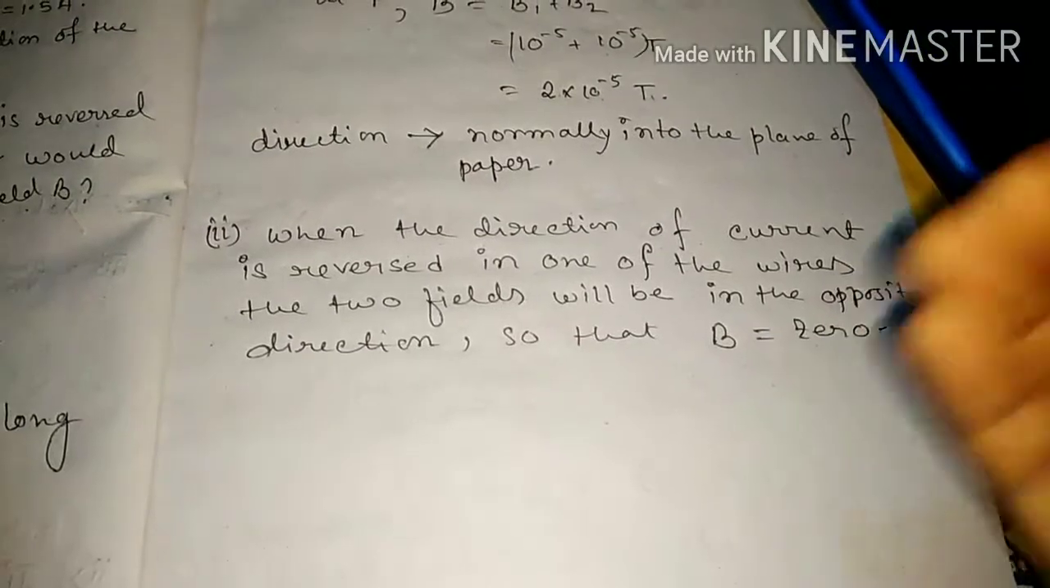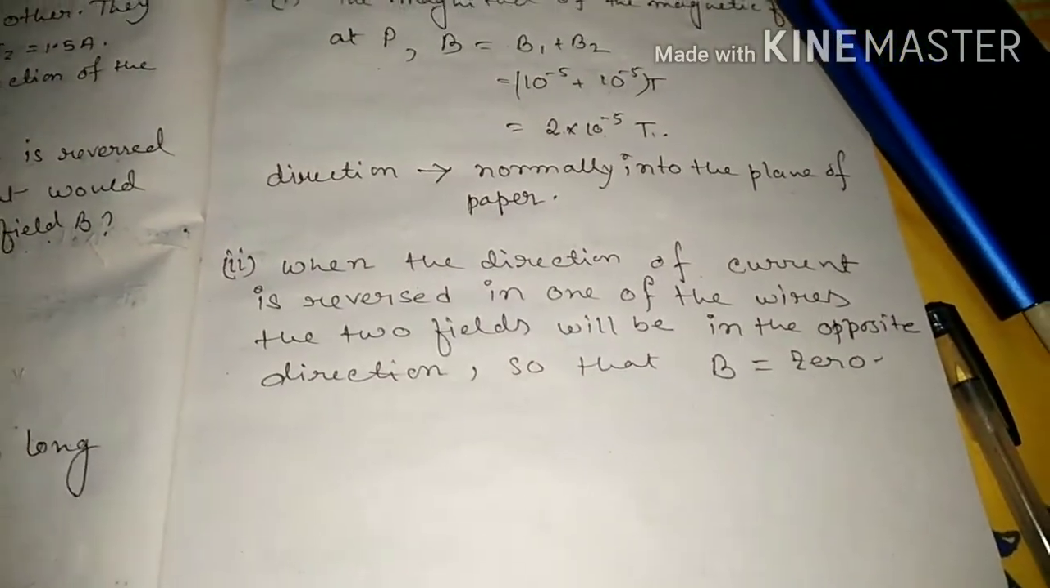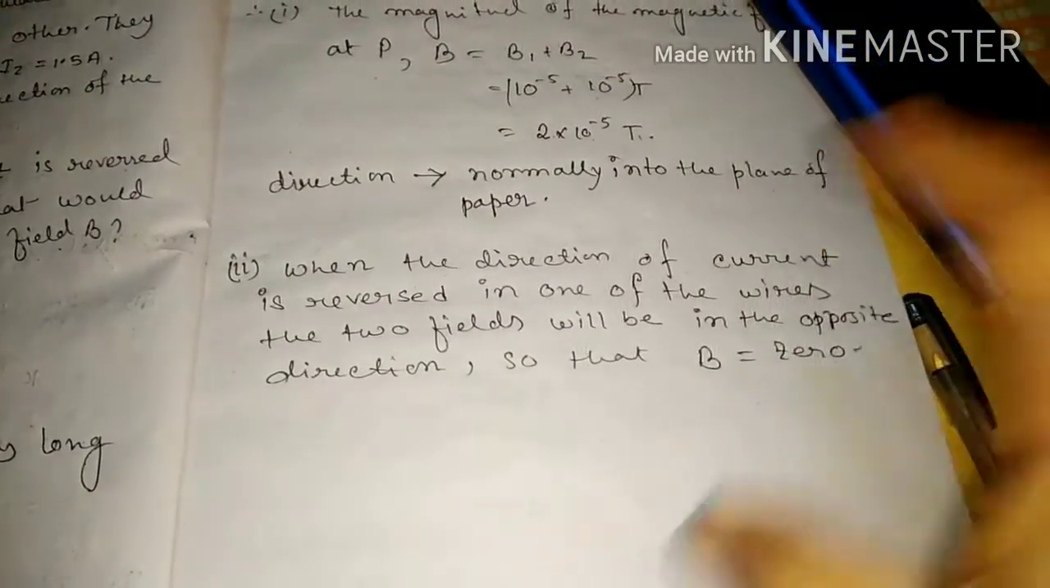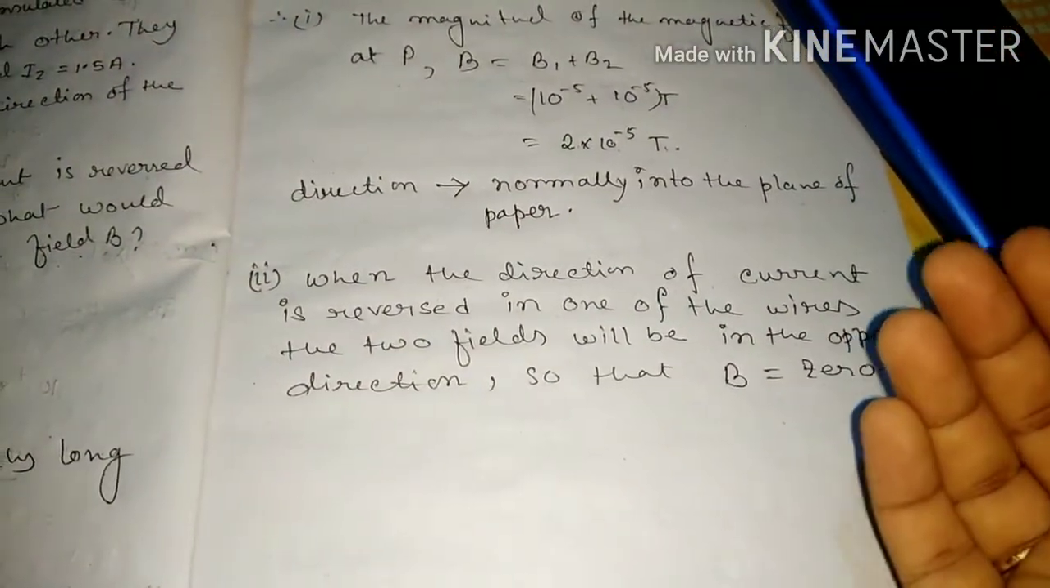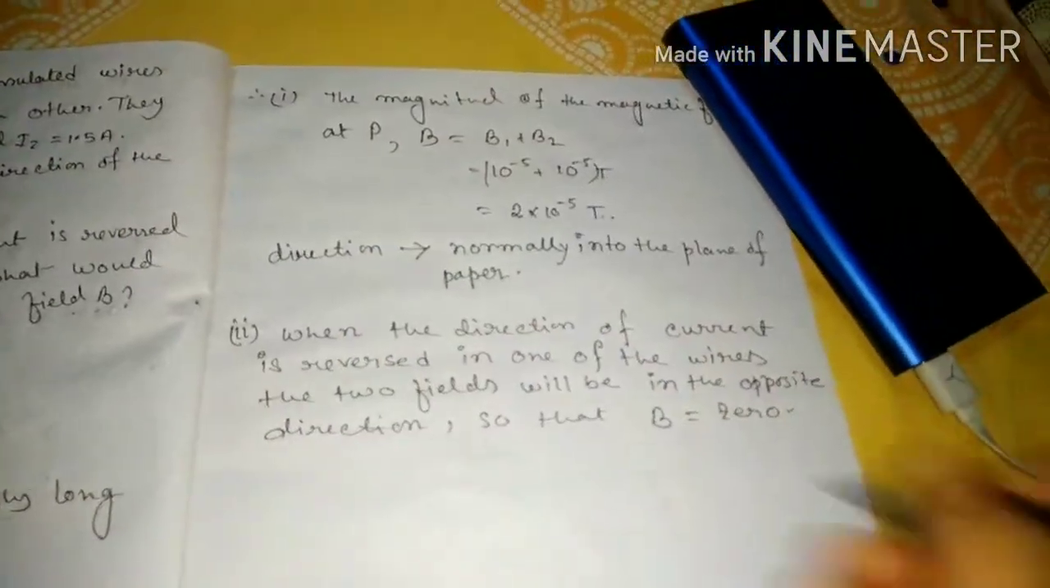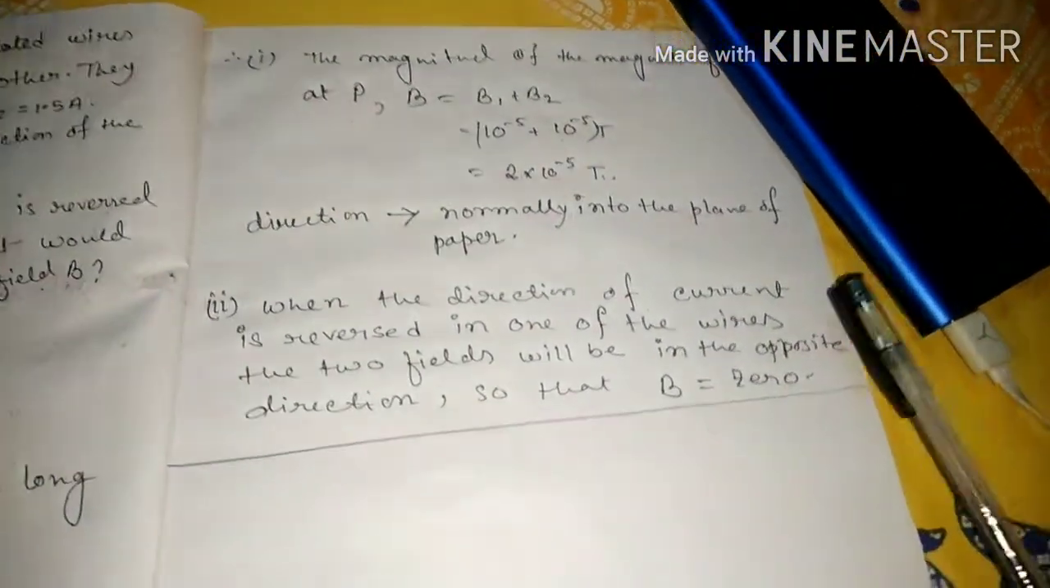Okay, and next is Ampere's circuital law, with the statement, solenoids, and some numericals also. I will upload later. I hope you understand these problems.